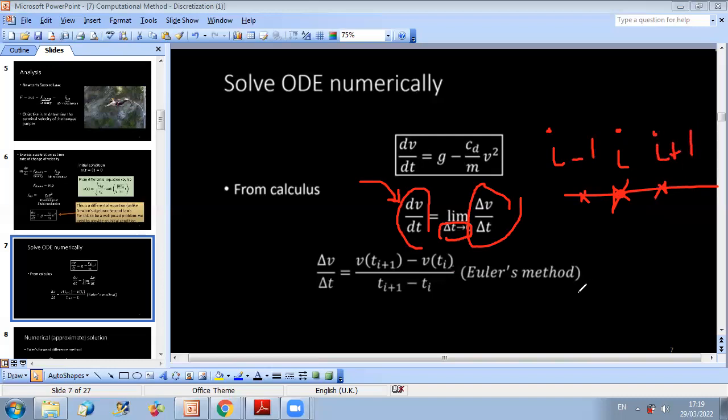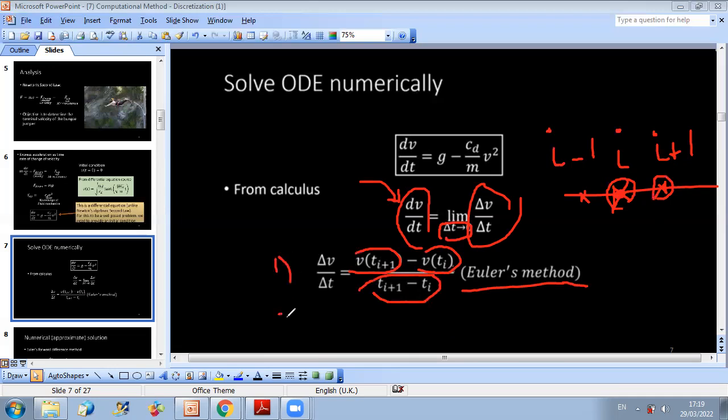So one of the methods is called Euler's method. Euler's method consists of taking point i with the point just after it and saying that delta V over delta T is V at Ti plus 1 minus V at Ti, over Ti plus 1 minus Ti. This is a first possibility.